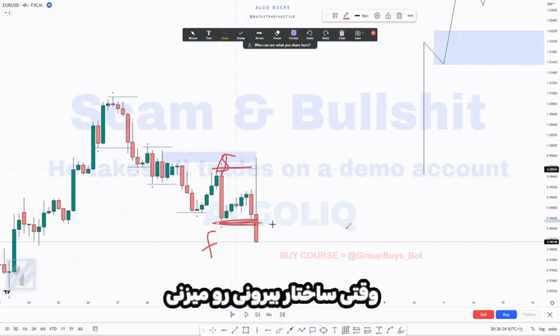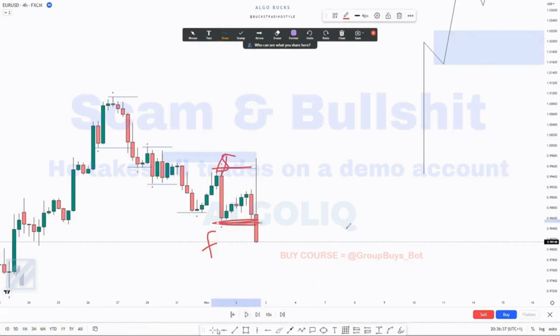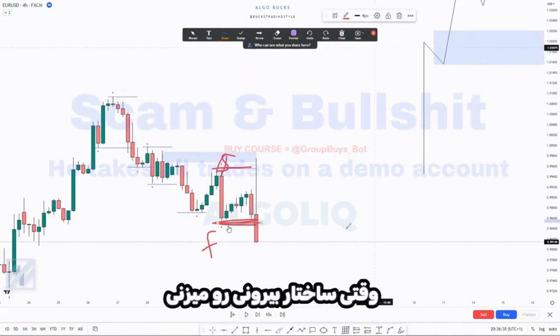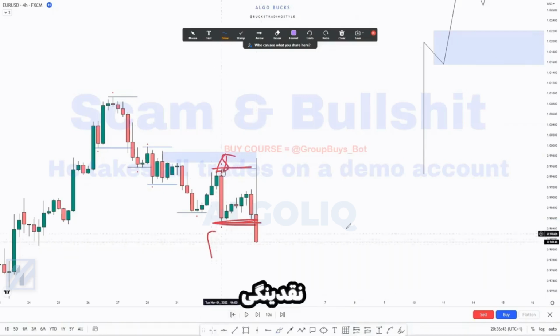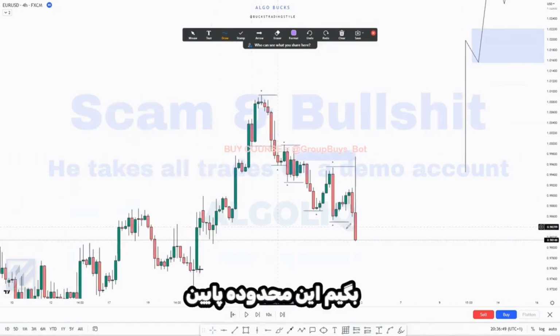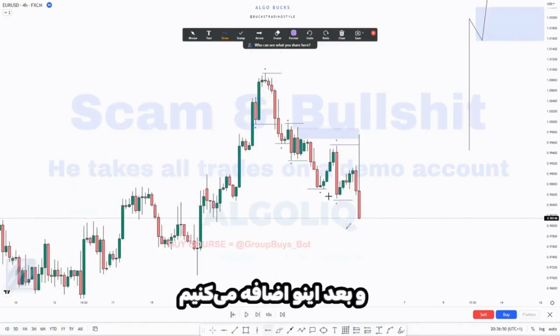So you see, when you keep on marking external structure, you are going to understand how price takes liquidity before moving. Instead of marking, let's say, this whole range, and then we have this.